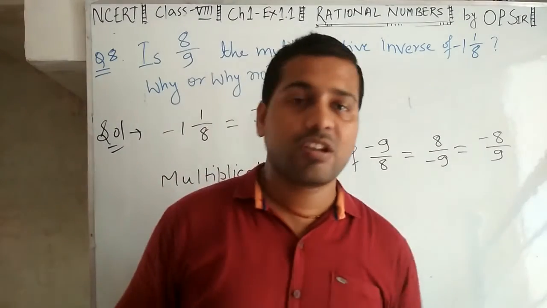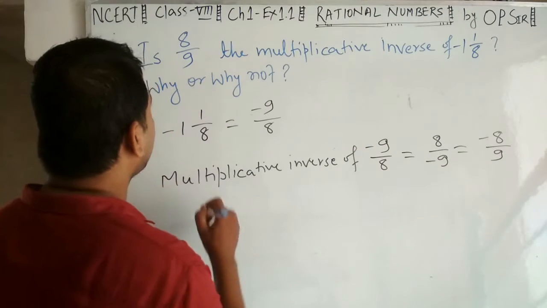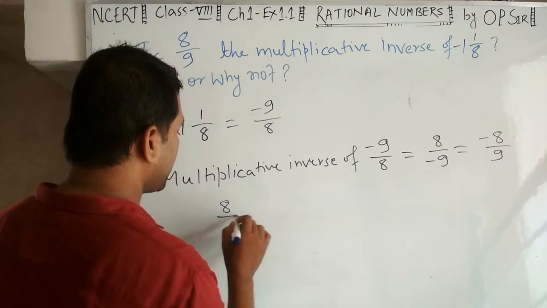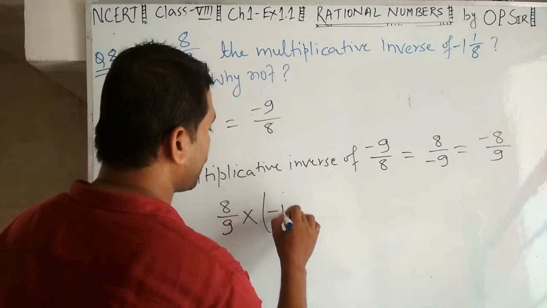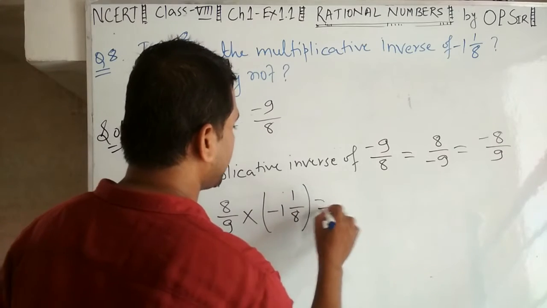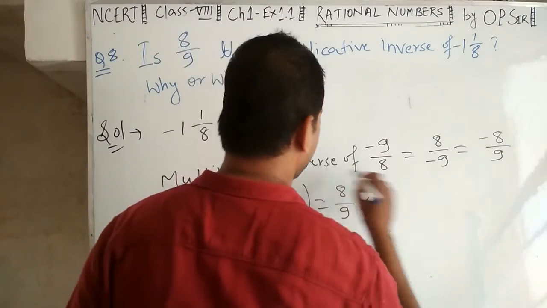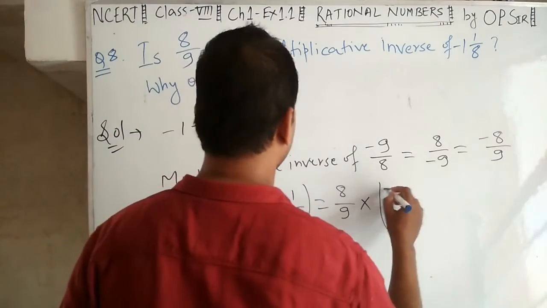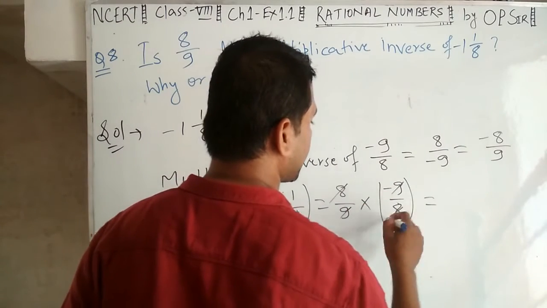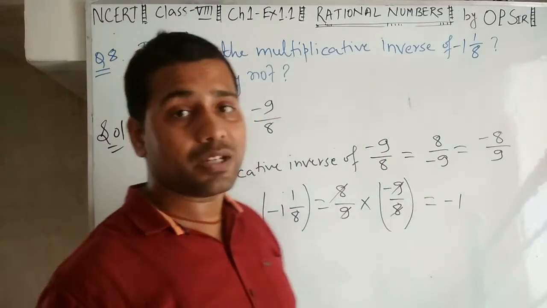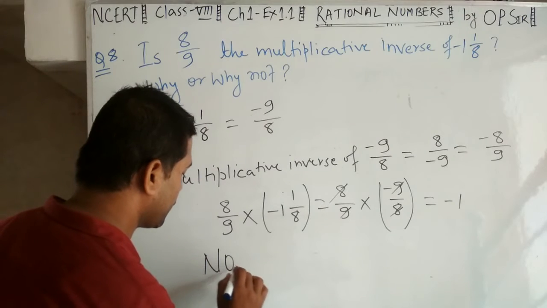One more cross check we will do: we will take the product of both. So the product of 8 upon 9 and minus 1 whole 1 upon 8. So 8 upon 9 into, what we have got, minus 9 upon 8. What does it give? 9 cancels, 8 cancels, so we got minus 1. But what we want is 1. So we can say no.